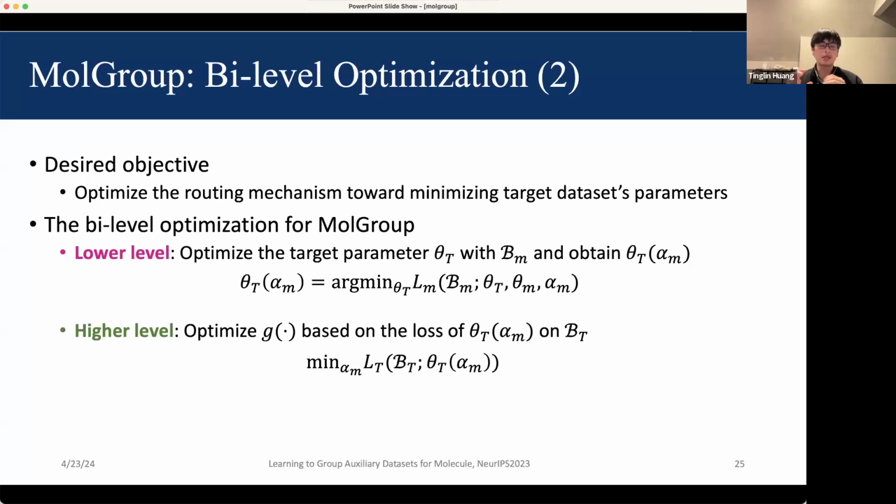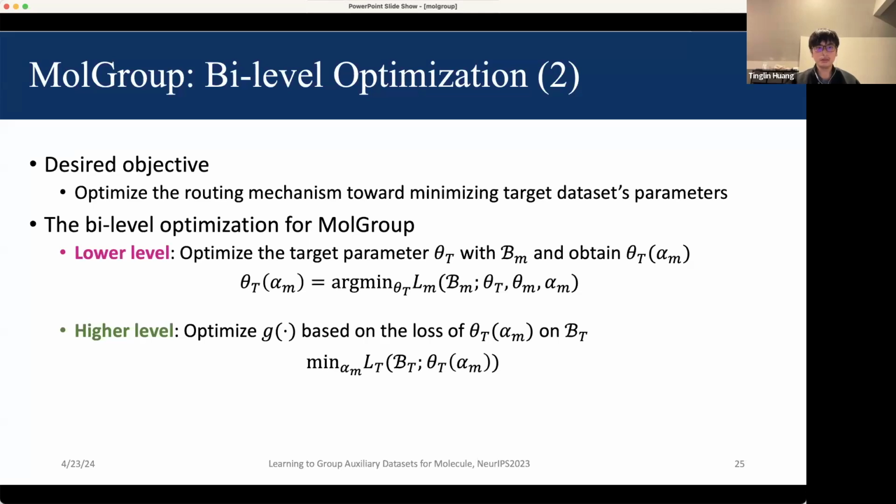But this time we will use the target data set's mini batch to calculate the loss. So in this optimization, the routing mechanism is optimized towards minimizing the target data set's loss, so that we can optimize the routing mechanism with the desired objective.